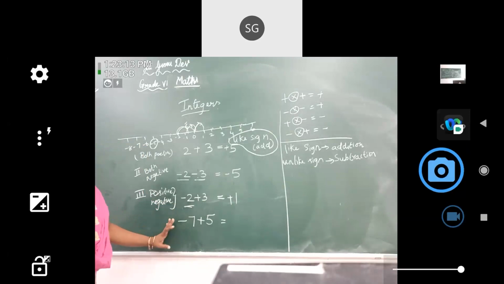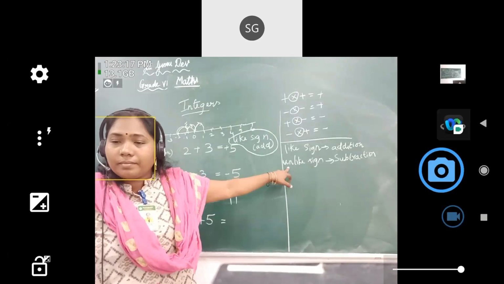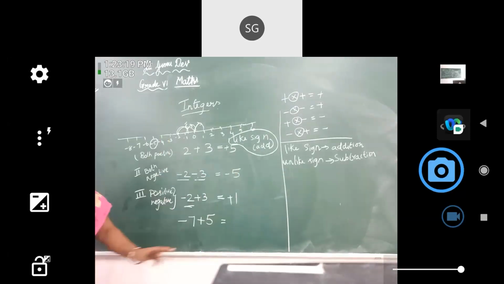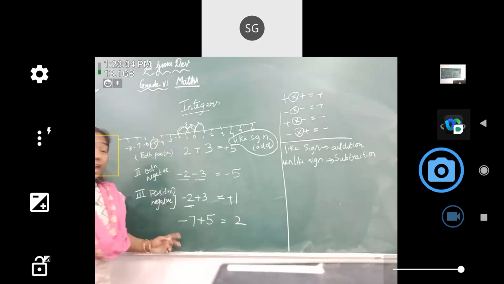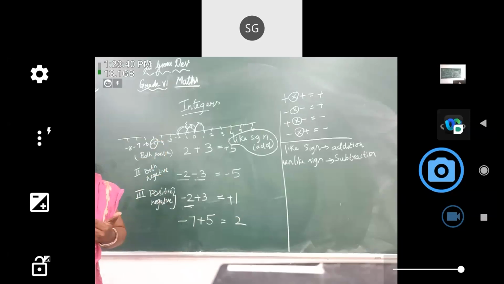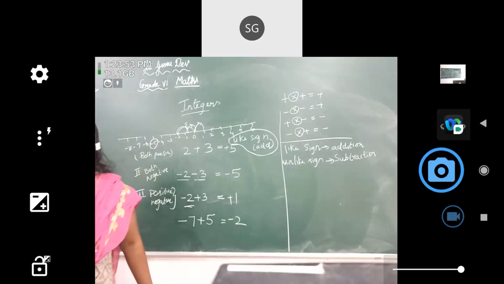So what is the rule? Unlike sign should be subtraction. You have to subtract the absolute values. See here, 7 and 5. Forget the sign, you're going to think only about the numbers. What is the difference between 7 and 5? 2. So I have 7 bad qualities and I'm learning 5 good qualities, but still, am I good or bad? Bad. The negative quality is more, so it becomes minus 2.